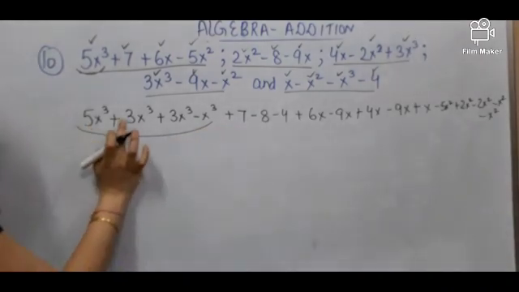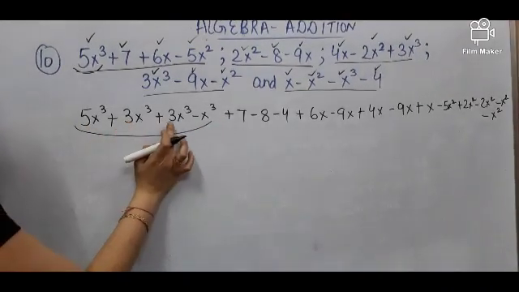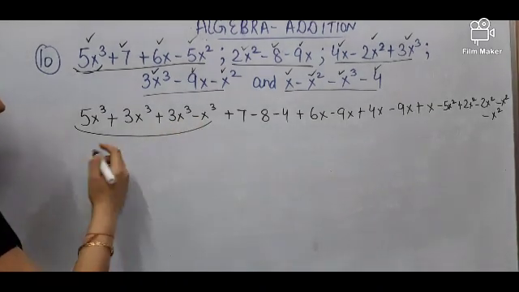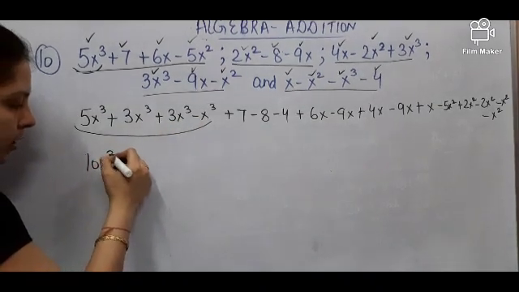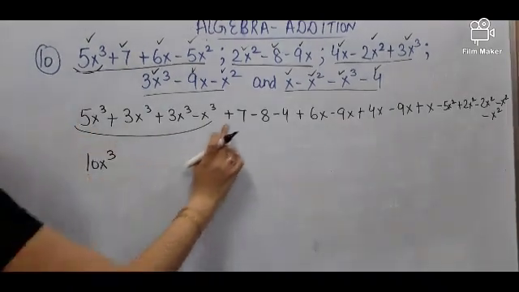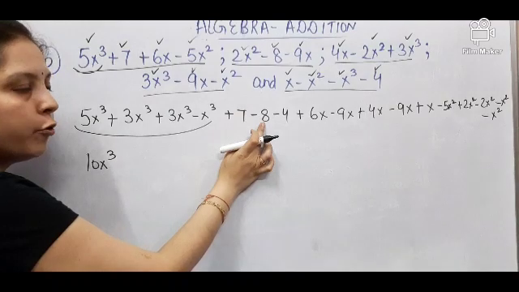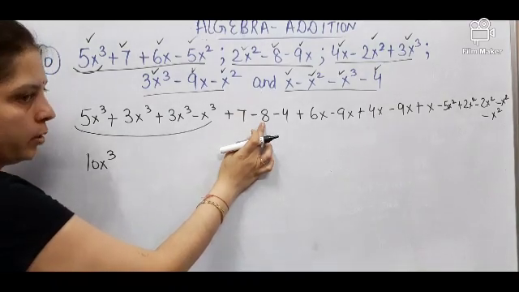Okay, so 5 plus 3 is 8, and 8 plus 3 is 11, and 11 minus 1 is 10. So this will give us 10x cube. Now 7 minus 8 is minus 1. If you remembered all the rules, then you can do it already now.